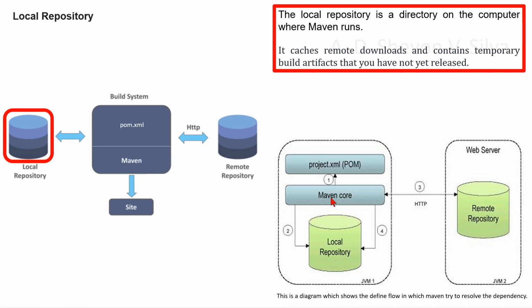Here in step 1, Maven core is connected to pom.xml, and in step 2 Maven core is connected to the local repository, and in step 3 Maven core is connected to the remote repository, and HTTP is used during the interactions, and step 4 Maven core is connected to the local repository. Here this is JVM1 and this is JVM2, a web server.